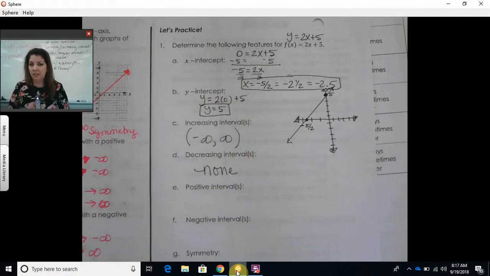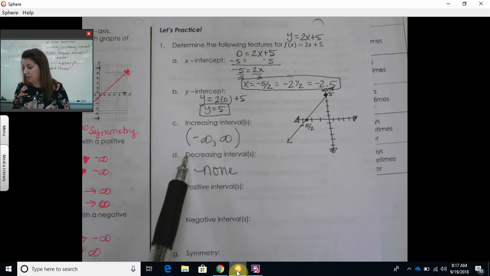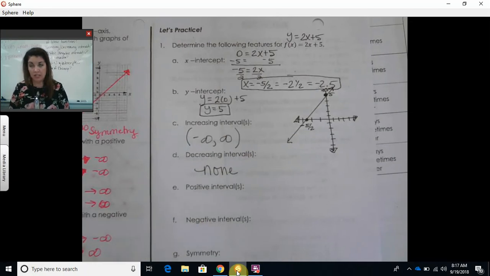Now, E and F, we have not talked about before. They're easy to confuse. It says positive intervals, negative intervals, okay? That's easy to confuse with increasing intervals and decreasing intervals, all right? They don't mean the same thing. Y'all hear me? Don't mean the same thing.